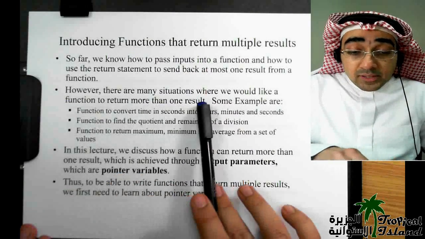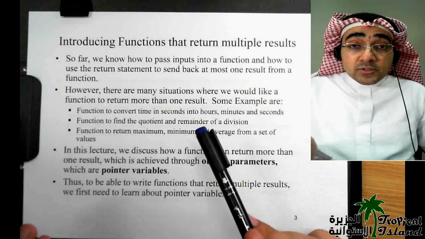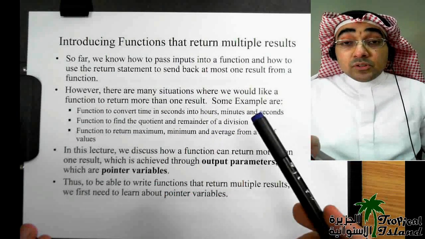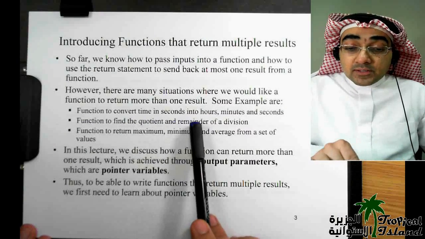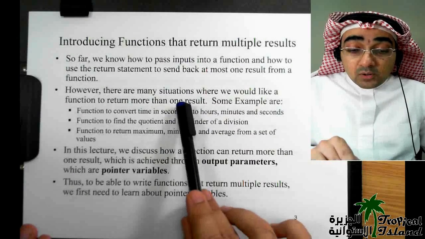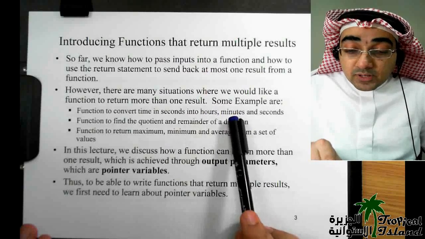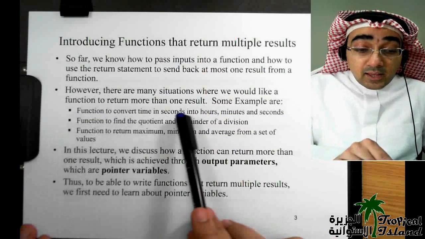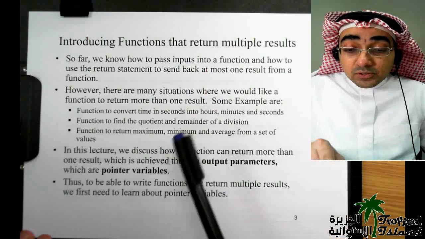There are many situations where we would like a function to return more than one result, and lots of functions that we write, we'd like them to return more than one result. An example of this is a function that converts time in seconds into hours, minutes, and seconds. We want to give it the seconds, and then we want it to return for us three values: the hours, the minutes, and the seconds. Using a return statement will not help us to do that.